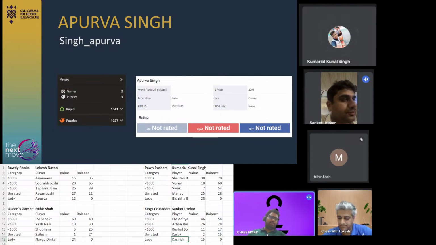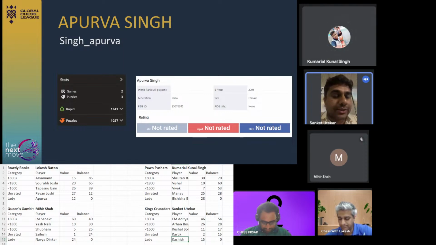How happy are you with your team? Exactly, yes. So it's a good mixture of experienced players and a few new ones. So I'm looking forward to it. The Bora brothers and Kashish will be the key assets.